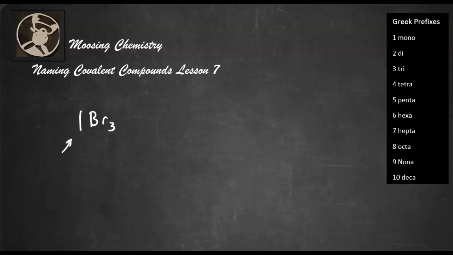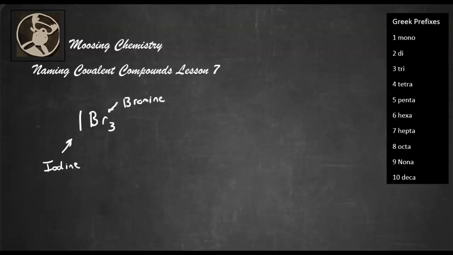This element is called iodine, and this element is called bromine. Well, if you look on a periodic table, you'll notice that iodine and bromine are both considered nonmetals. So nonmetal plus a nonmetal make a covalent compound. All right, so let's go ahead and write the name for this.